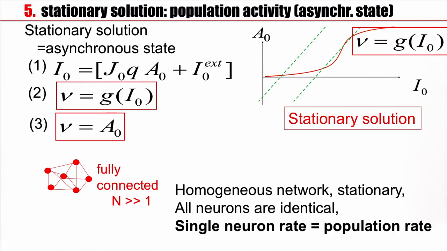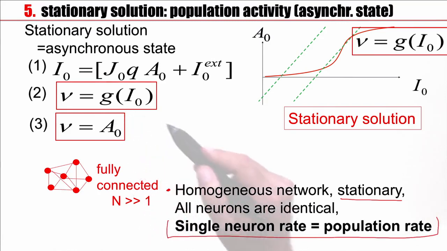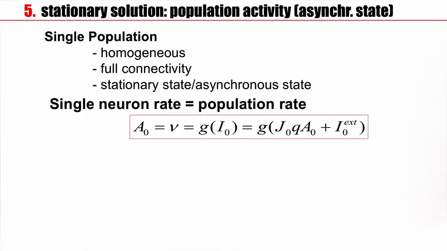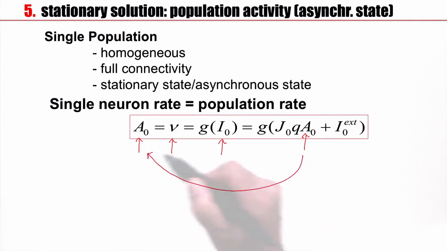So let me emphasize this. We have a homogeneous network, which means all neurons are the same. We are looking at the stationary solution, and these conditions allow us to exploit the fact that the single neuron rate is equal to the population rate. Then I can go for a graphical solution, or alternatively, I can find the solution numerically. The activity is equal to the single neuron firing rate, which is a function of I0. I0 has this expression, but this expression contains the population activity. So I have a loop from the population activity, which gives rise to the population activity.